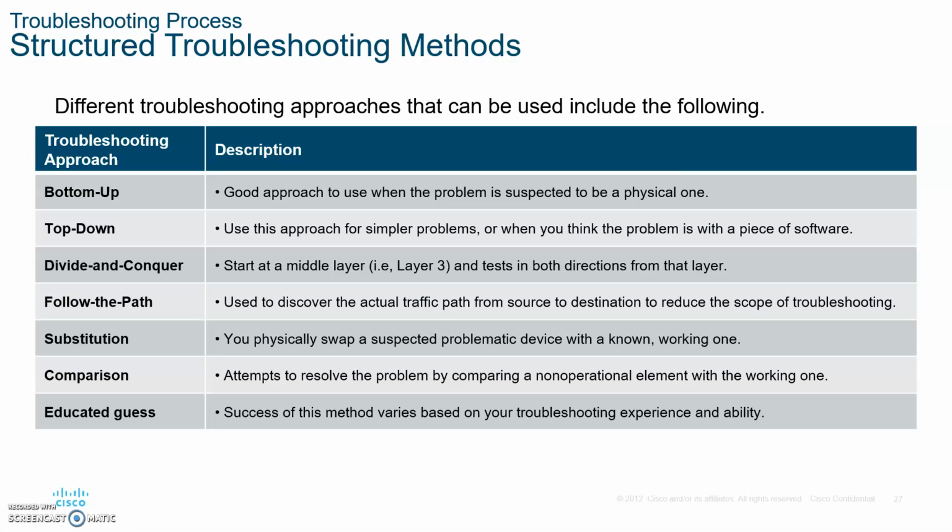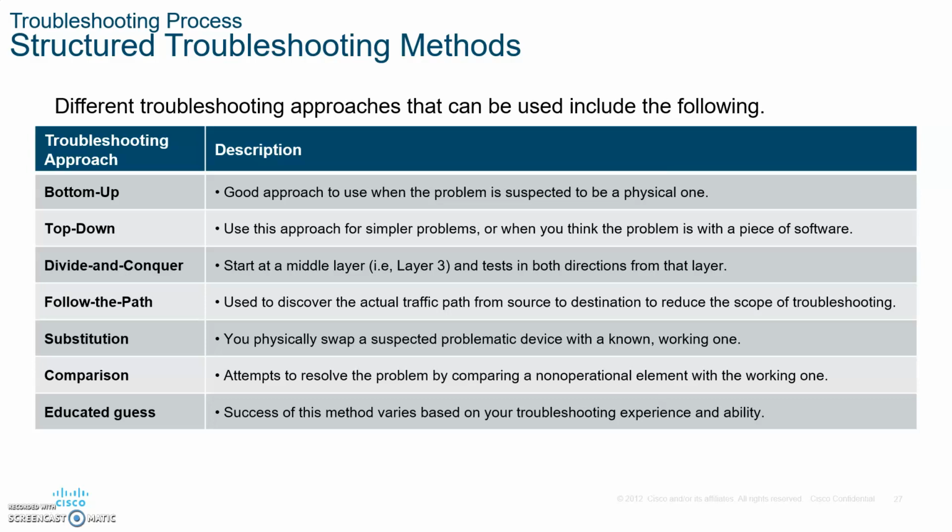Divide and conquer. This is where you start in the middle. For example, you do a ping command. If it's successful, then the bottom 3 layers are good, right? It's probably a security issue, maybe a firewall. Then you start going up. If the ping is unsuccessful, then you try to troubleshoot the bottom 3 layers, right? So that's what divide and conquer is. You can follow the path, use a trace route and find out where the problem is, right?